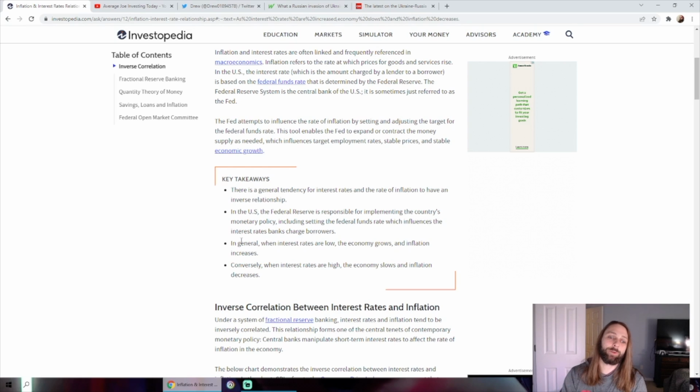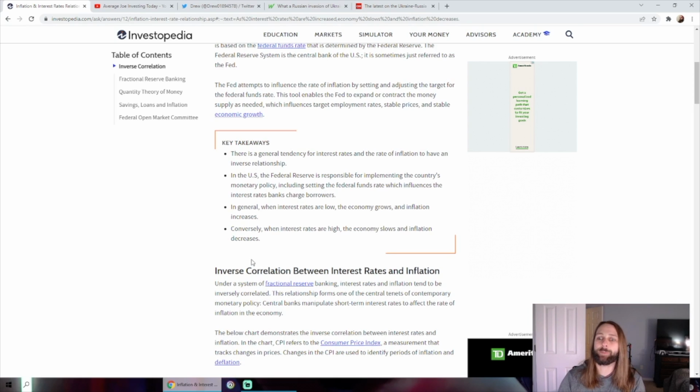Conversely, when interest rates are high, the economy slows and inflation decreases. So when they start raising rates and the rate at which you have to pay back money that you borrow is higher, in essence, it slows down the economy and brings down inflation. I.e., if you're not spending as much as you used to when the government was handing out stimuluses, you generally tend to save more and slow your spending, which is exactly what the Fed is attempting to do right now, especially because inflation is at an all-time high dating back all the way to about the 80s.